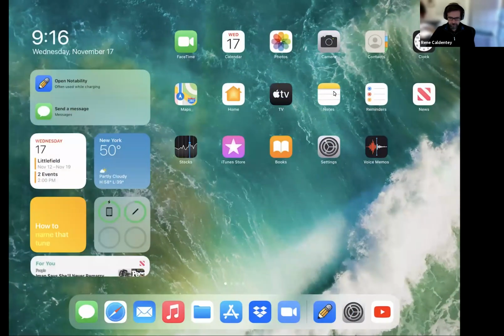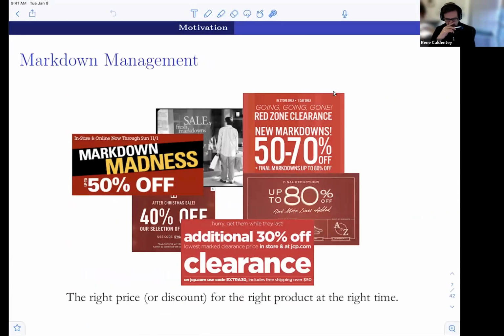Oops, sorry about that. All right, so the canonical example is this notion of markdown management, right? So the idea that companies are trying to sell products. Many of these products have short life cycles, right? As I said before, a couple of months. And then the question is how you think about a price path so that you can maximize your profitability.